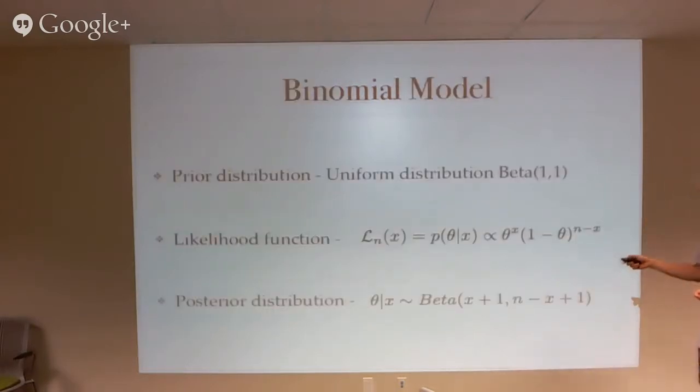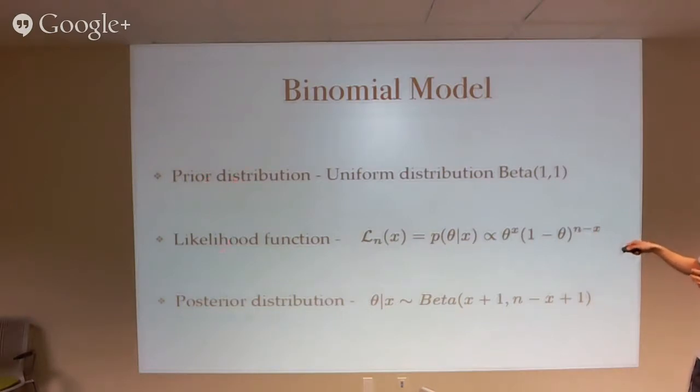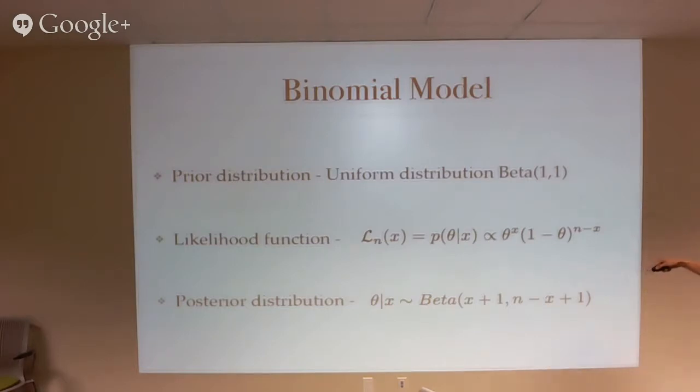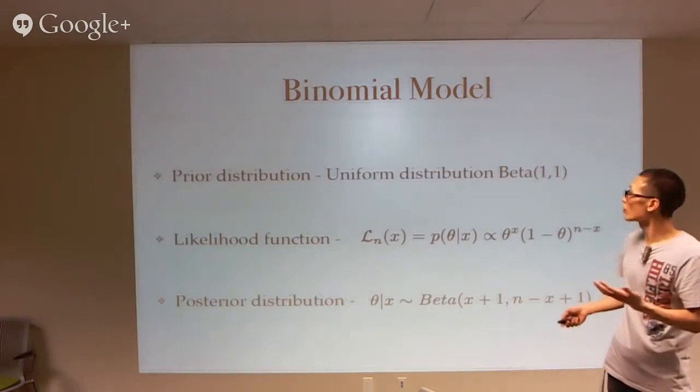So we find it's proportional to theta to the power of x times 1 minus theta to the power of m minus x. Then we use the prior distribution times the likelihood function, and we get the posterior distribution, right? So given x, the distribution of theta is beta with x plus 1 and m minus x plus 1.